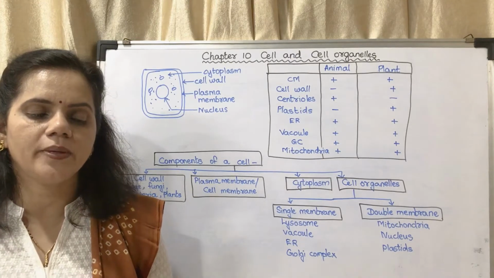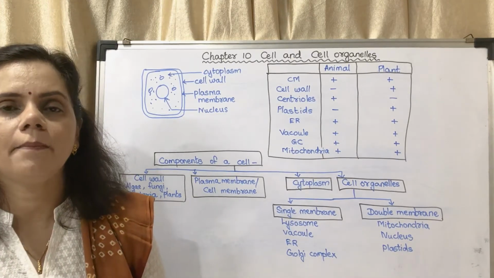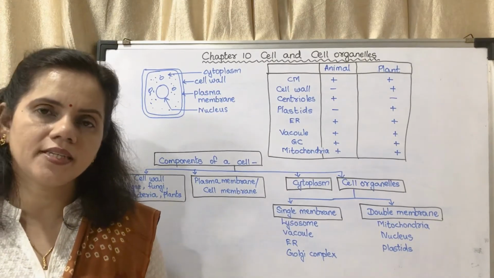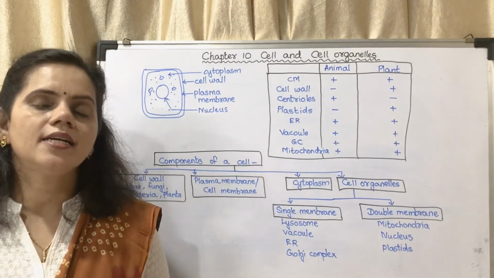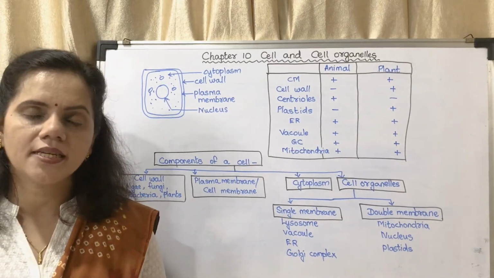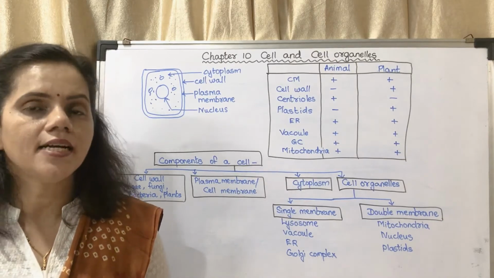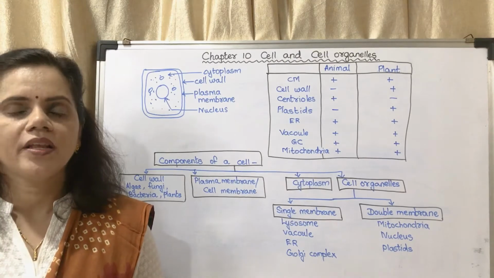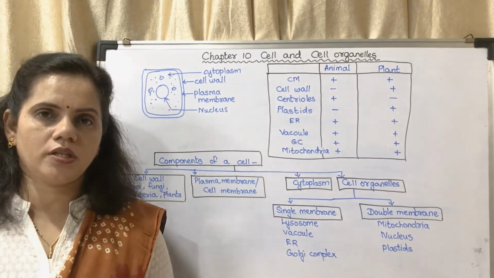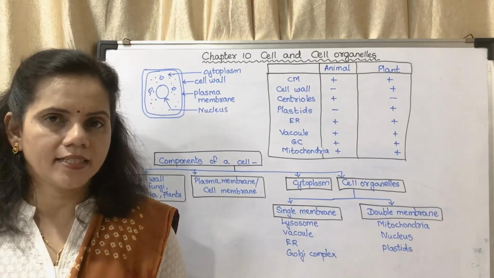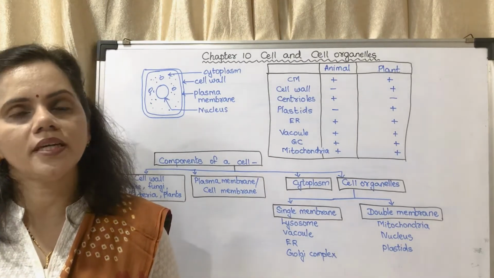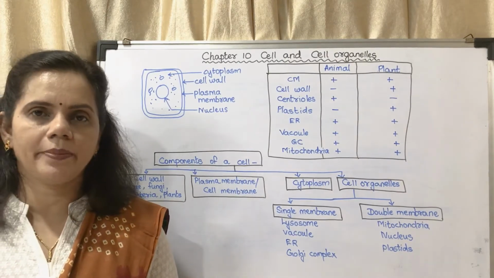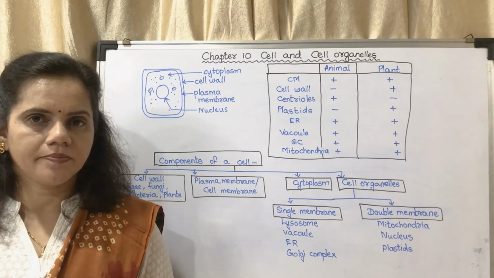Plasma membrane is said to be a selectively permeable membrane. Permeable means which allows the movement of substances across it. Selectively permeable means which allows only selected substances to move in or out of the cell. Now a cell does not have a mouth. The proteins are produced inside the cell. The protein has to be given to another cell. So how will it go? It will go through the cell membrane. It will pass through the cell membrane.